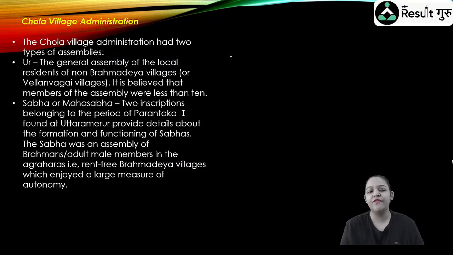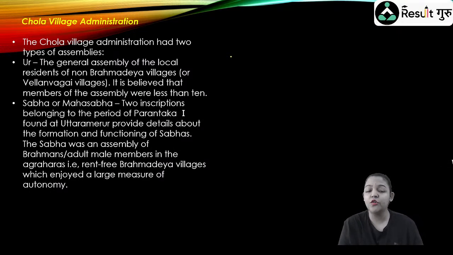Then we have Sabha or the Mahasabha. Two inscriptions that belong to the rule of Parantaka I, found in Uttara Merur, provide us detail about the formation and functioning of the Sabha. The Sabha was an assembly of Brahmins or adult males in the Agraharas, rent-free Brahmadeya villages.